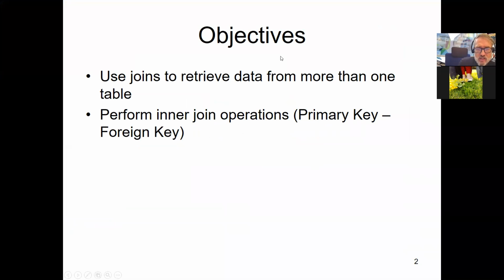Joining two tables together requires that you use the keys. Each table has a primary key. The primary key is used to uniquely identify every row in the table. Uniquely means there's only one of that kind. So that's what we call a primary key.